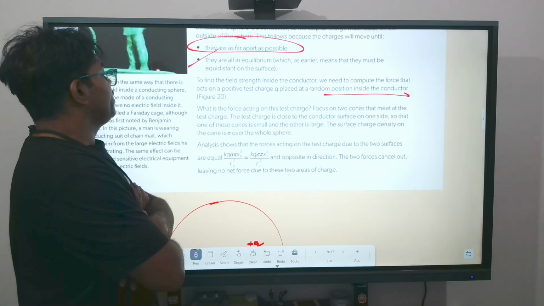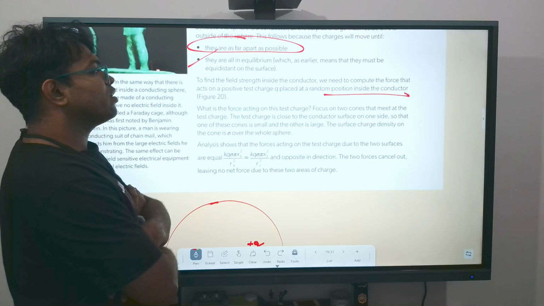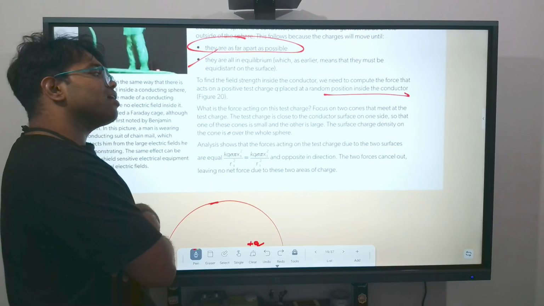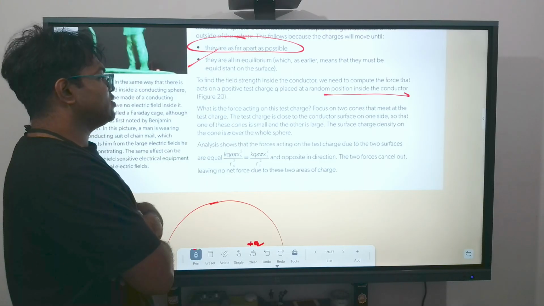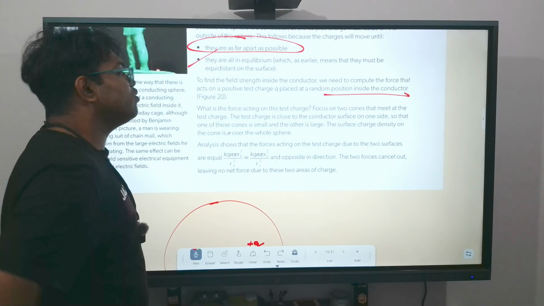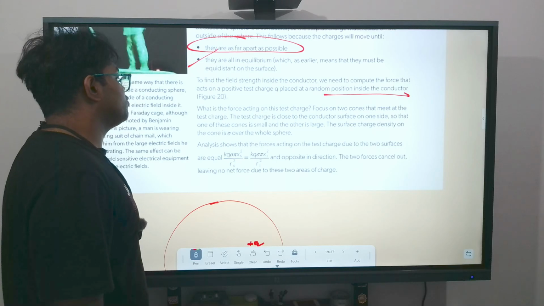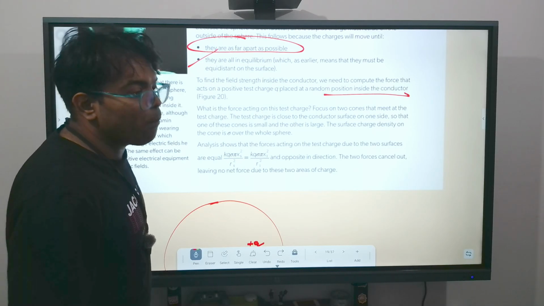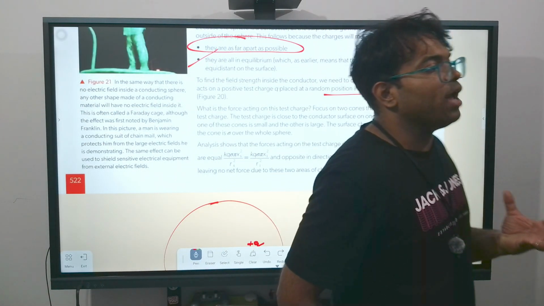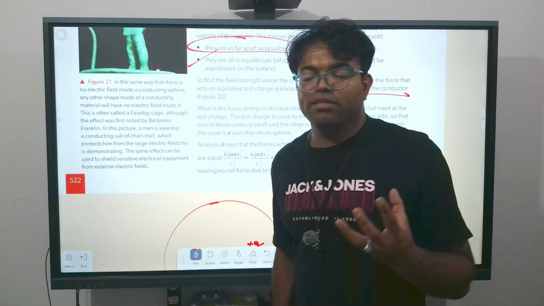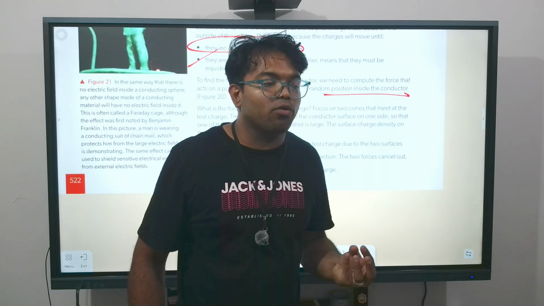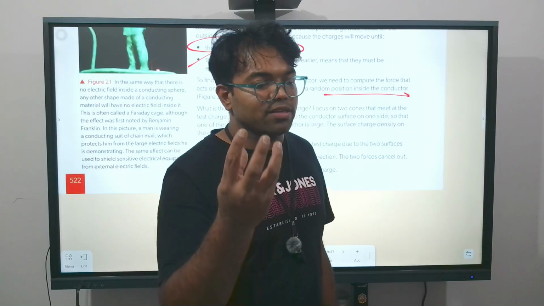Focus on the two cones that meet at the test charge. The test charge is close to the conducting surface on one side, so one of these cones is small and the other is large. The surface charge density on the cone is sigma over the whole sphere. Analysis shows that the forces acting on the test charge due to these two surfaces are equal and in opposite directions. Understood? So basically, what is happening? One cone having a larger surface area is attracting the test charge with the same force with which the small cone is doing.